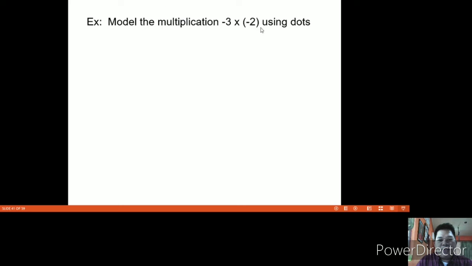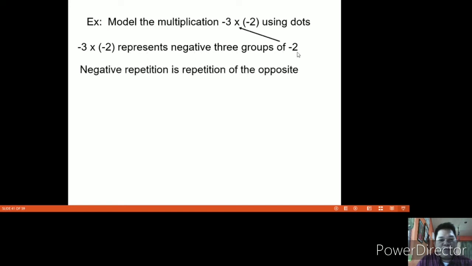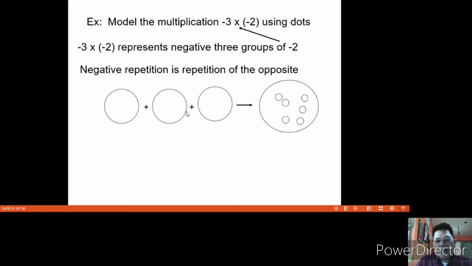How about modeling the multiplication negative 3 times negative 2 using dots? Negative 3 times negative 2 represents negative 3 groups of negative 2. Negative repetition is repetition of the opposite again. If this is negative, meaning the repetition of the opposite of negative 2, it becomes positive. So 3 times positive 2. You just transpose the negative 2 here and it becomes positive. So the answer is 6, because 2 plus 2 plus 2 is equal to 6.